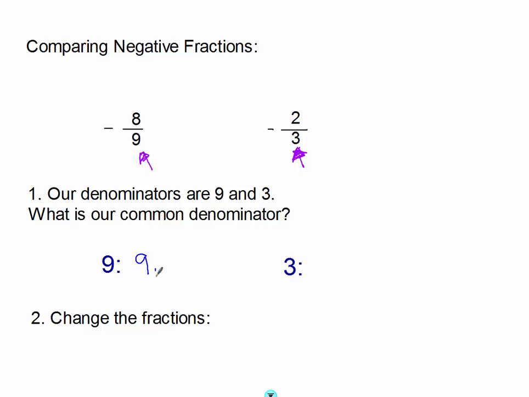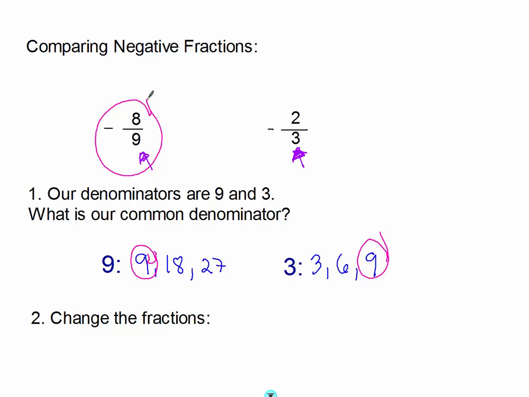9 times 1 is 9. 9 times 2 is 18. 9 times 3 is 27. 3 times 1 is 3. 3 times 2 is 6. 3 times 3 is 9. Oh, I can stop right here because I have a 9 in my multiples of 9 and a 9 in my multiples of 3. That's what I'm going to use for my common denominator. And the nice thing about this example is -8/9 already has a denominator of 9, so the only fraction I need to change is -2/3.